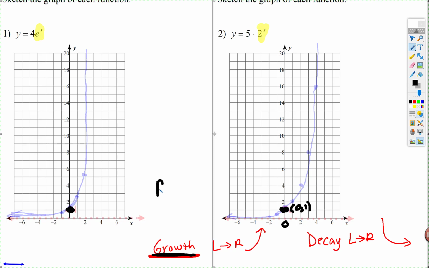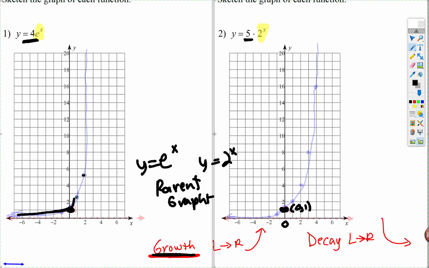So that's what the parents are. These right here are the parent graphs of e to the x and 2 to the x. But this one has a scaling factor of 4. This one has a scale factor of 5. So all that means is whatever each of these points are, if you multiply it by 4, it's going to get steeper, even way faster.